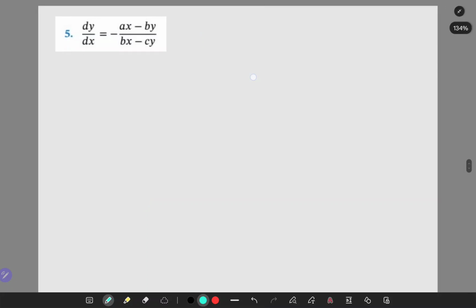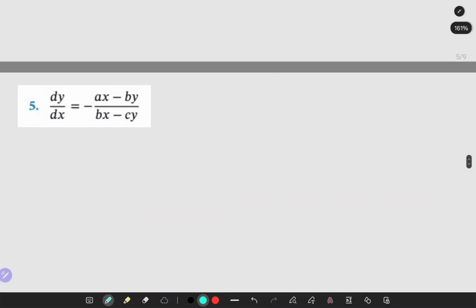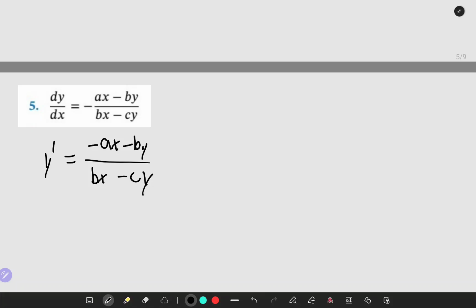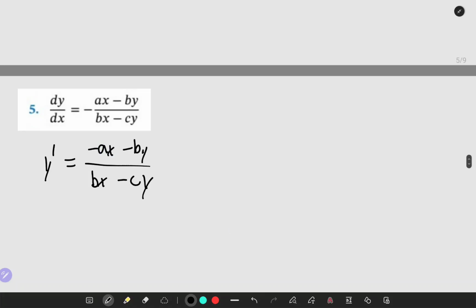So this one, it gives it in a different form, right? So we can immediately rewrite this. This left side can be rewritten as y prime equals negative ax minus by over, and don't be afraid of these letters here. This is a very simple problem. Don't be fooled.